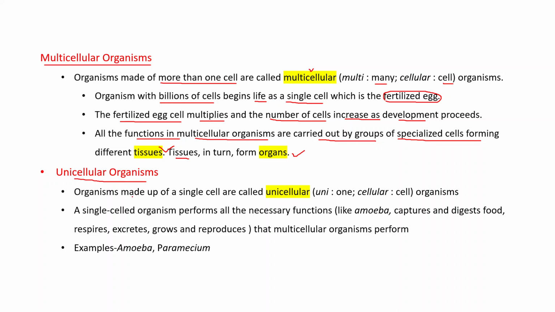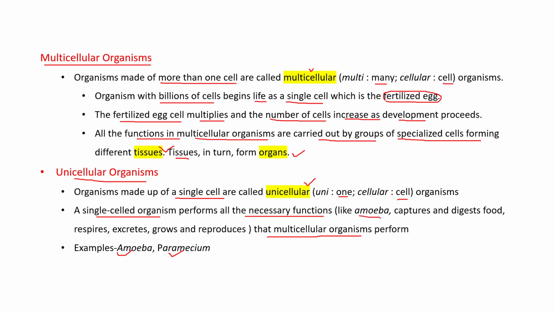Unicellular organism. Organisms made up of a single cell are called unicellular organisms. Uni means one, cellular means cell. A single-celled organism performs all the necessary functions that multicellular organisms perform. For example, amoeba and paramecium. These are the unicellular or single-celled organisms.